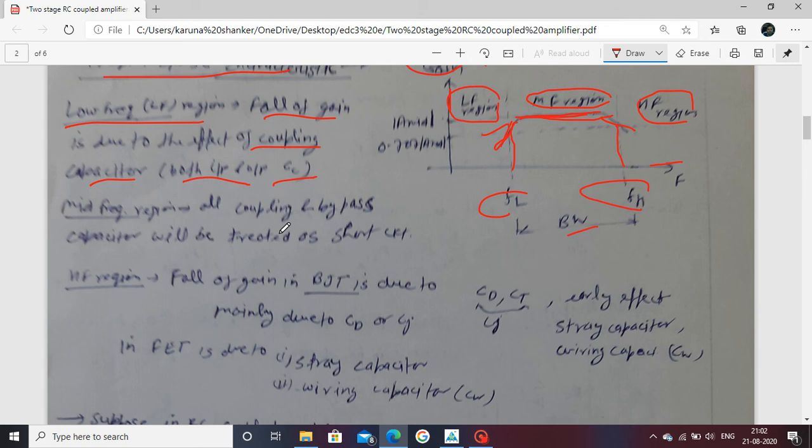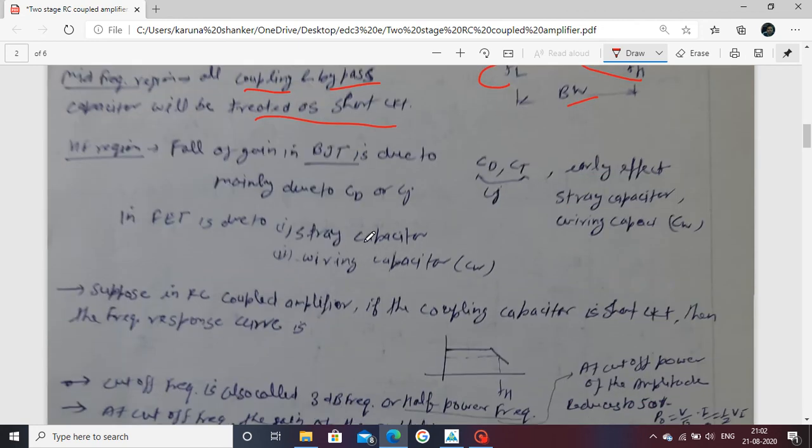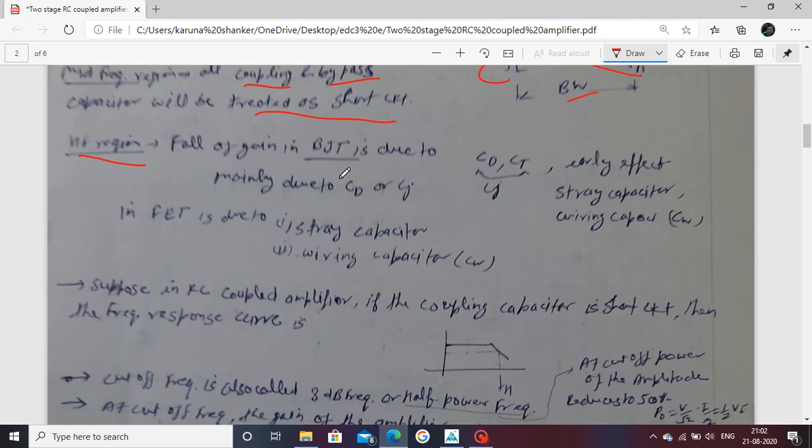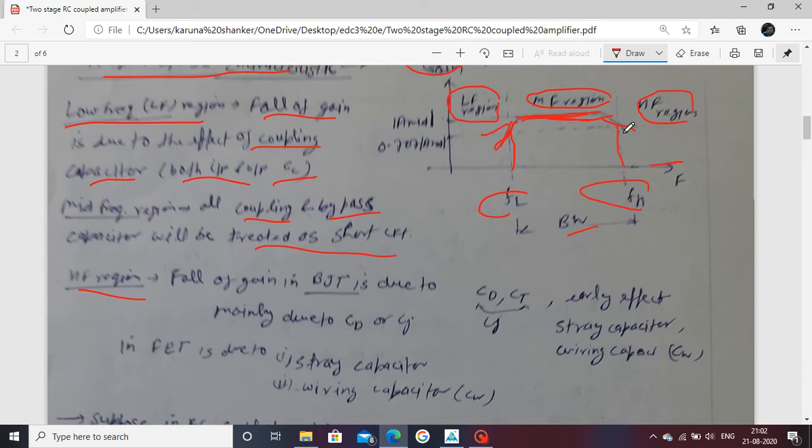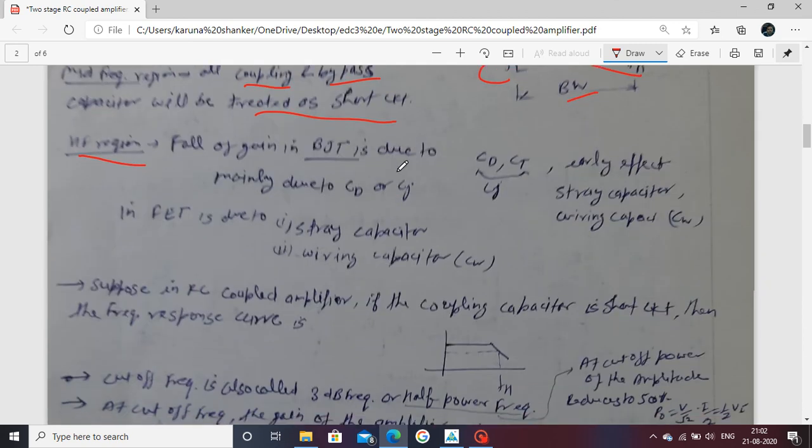And in the mid frequency region, why is the gain constant? Because both the coupling capacitor and the bypass capacitor are treated as a short circuit, that's why the gain is constant. In the high frequency region, why does the gain reduce? The fall of gain in the BJT is mainly due to diffusion capacitance and junction capacitance.